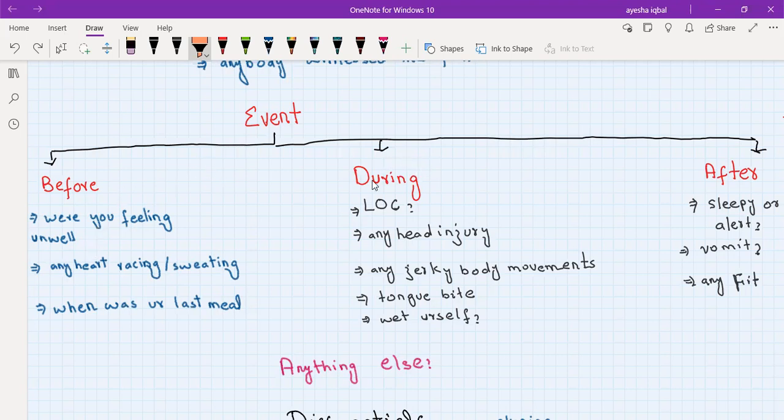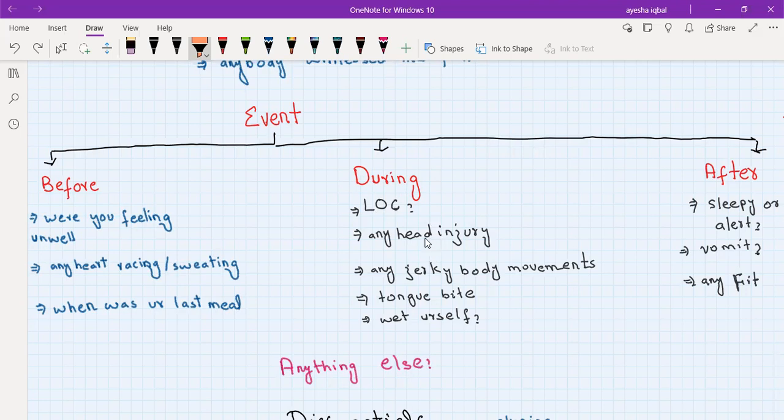During the fall, what happened? The first question that we will ask is, did you lose consciousness? When you fell down, did you lose consciousness? This is important because if the patient lost consciousness during the fall, then he cannot answer the rest of the questions about what happened during the fall. This is where the importance of the witness comes in. If somebody has lost consciousness during the fall, then the fall witness will answer the rest of the questions.